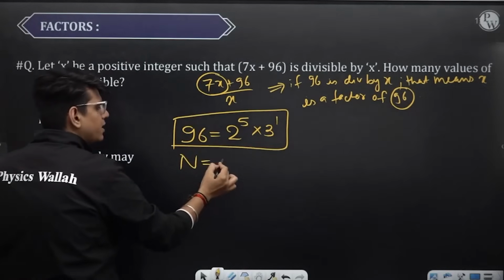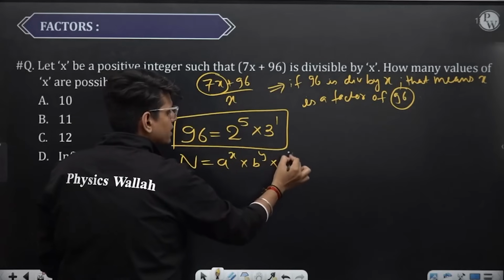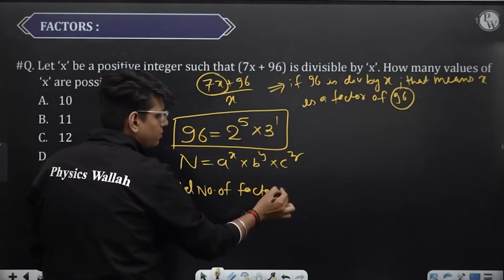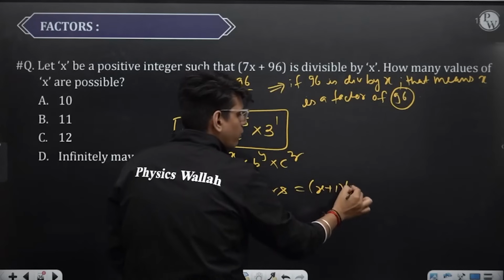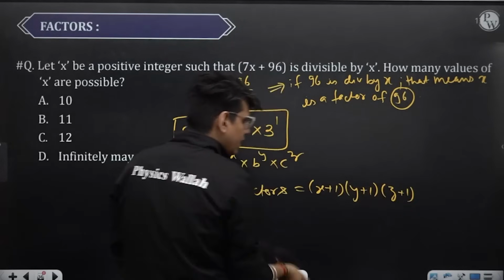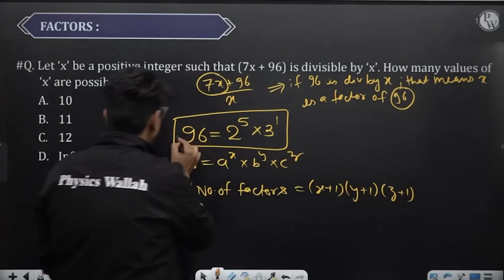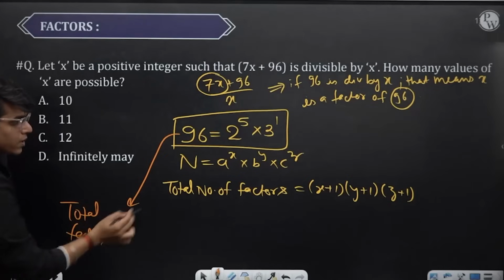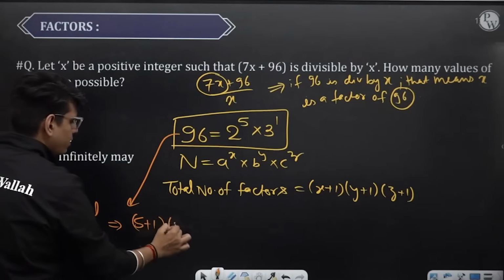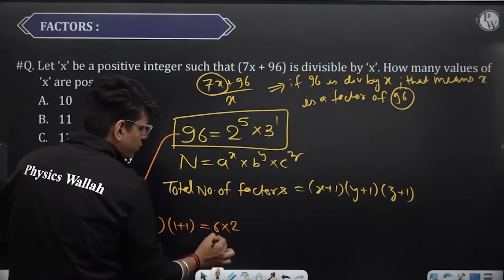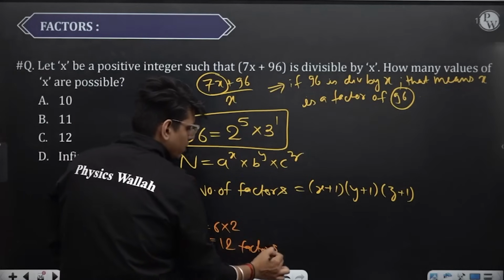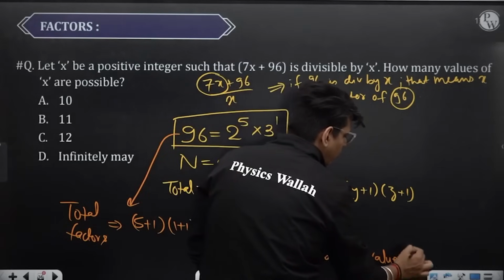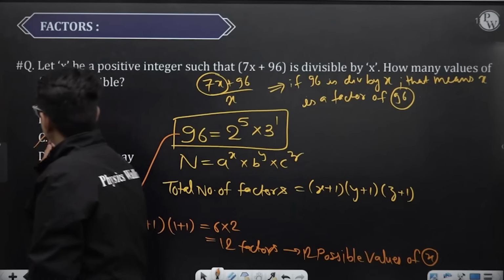Any number which can be represented as a to the power x into b to the power y into c to the power z, the total number of factors is given by (x plus 1) into (y plus 1) into (z plus 1). Okay, this is the formula. So in this case, total factors of 96 equals (5 plus 1) into (1 plus 1), which is 6 into 2. There are 12 factors, 12 possible values of x. So there is the answer. C is the answer.